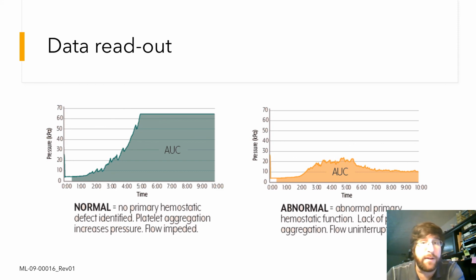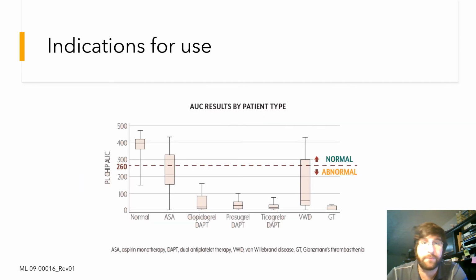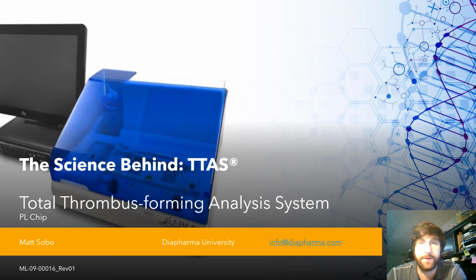A high AUC value corresponds to appropriate platelet clotting function, while a low AUC value, conversely, corresponds to a weak, deficient, or inhibited clotting. The T-TAS 01 with PL chip is FDA cleared for the analysis and evaluation of platelet thrombus formation, primary hemostatic function, in patients receiving antiplatelet therapy such as aspirin, clopidogrel, prasugrel, and ticagrelor, and in patients with congenital platelet dysfunction such as von Willebrand disease and Glanzmann's thrombasthenia, though others have not been tested.